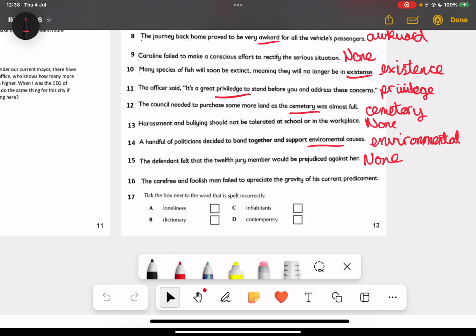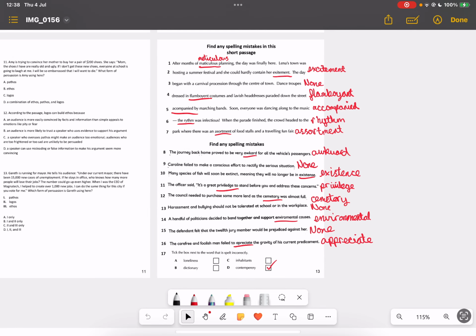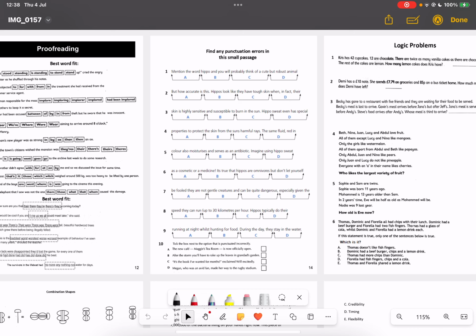16. The carefree and foolish man failed to appreciate the gravity of his current predicament. This one is appreciate. So appreciate should have a double P. And then 17. Tick the box next to the word that is spelled incorrectly. So there's loneliness, dictionary, inhabitant, and contemporary. It's contemporary.